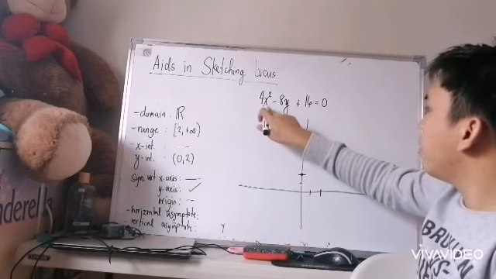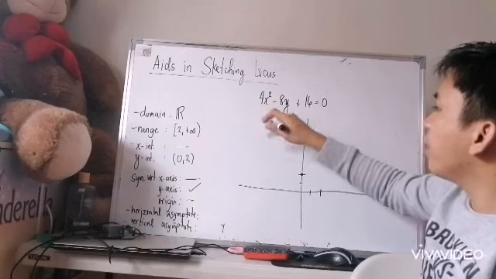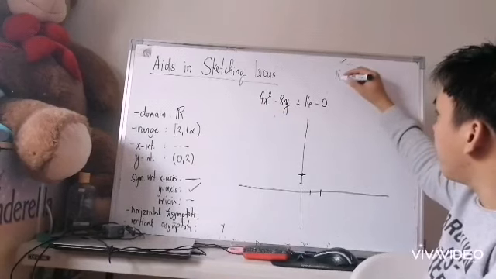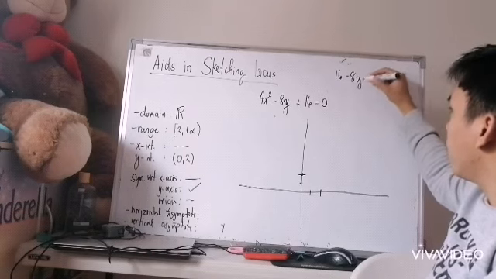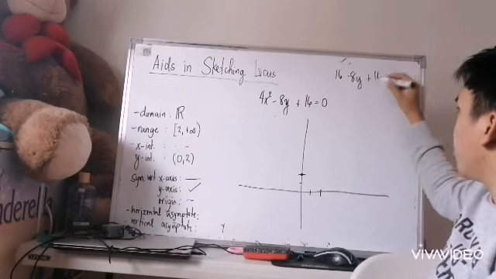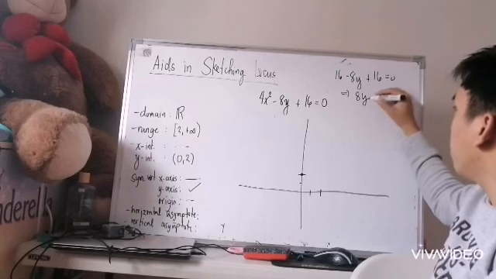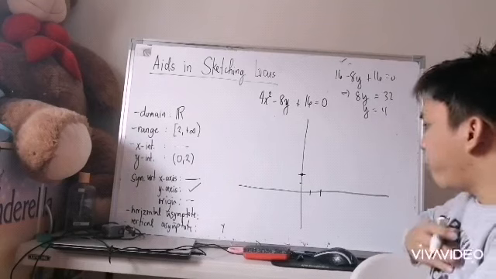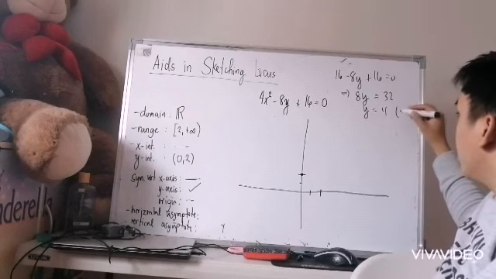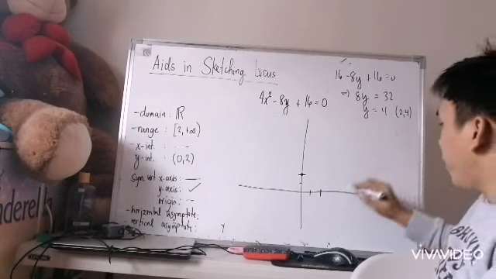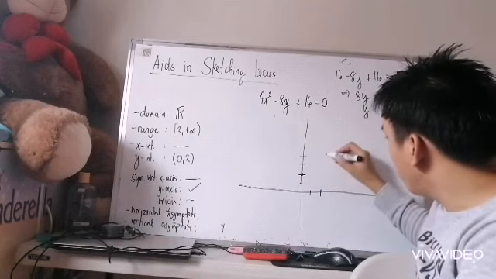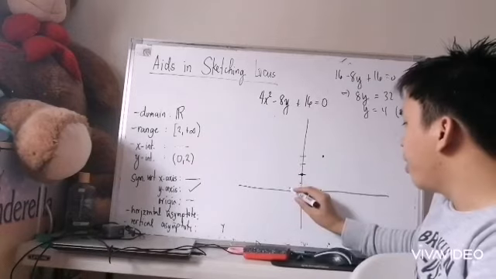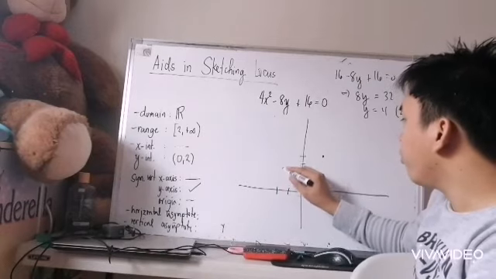What if x equals 2 here? If x equals 2, you'll get 16 minus 8y plus 16 equals 0, implying 8y equals 32, and so y equals 4. Therefore, you'll be able to find (2, 4) on the graph. So (2, 4) somewhere here. Since this is symmetric with respect to y-axis, you'll be able to find (negative 2, 4) here.